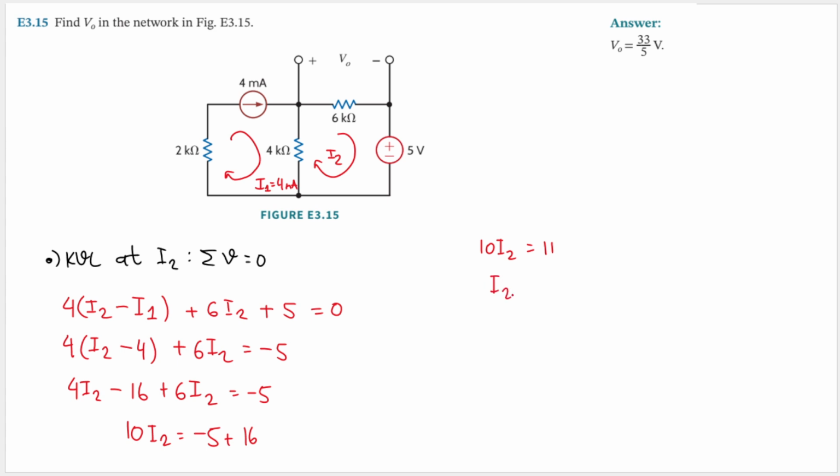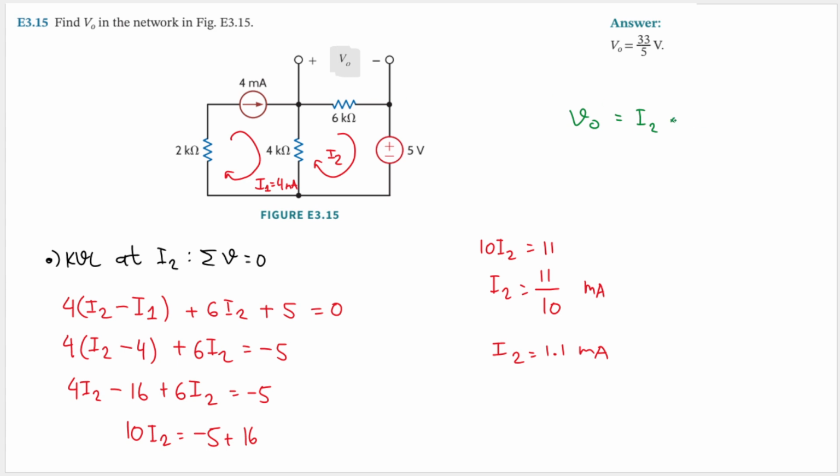Therefore, I2 is 11 over 10. And the unit here will be milliampere, right? Because the voltage source is in volt and the resistor is in kilo ohm. Good. And that means I2 is 11 divided by 10, which is 1.1 milliampere. Good. But the question is not asking us about I2. The question is asking us about V0. But we can calculate V0 easily using Ohm's law, right? So V0 is equal to I2 multiplied by the resistance that it passes through.